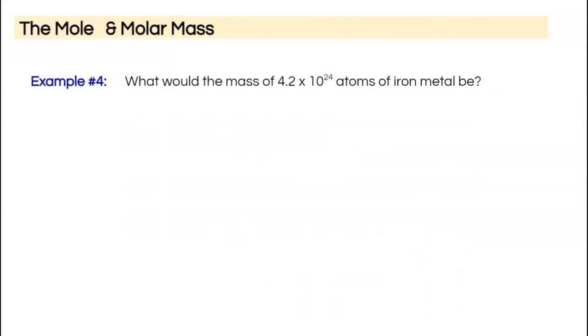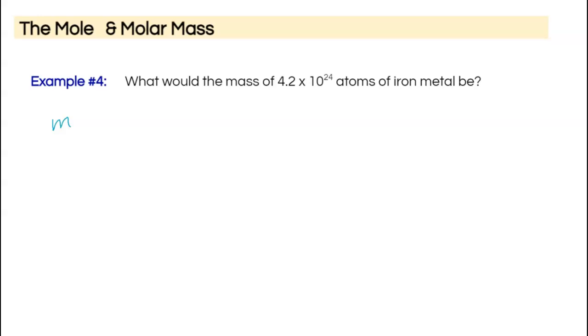Okay, so now we're going to up this a notch, and we're going to look at a slightly different question. In this question, it reads, what would be the mass of 4.2 times 10 to the power of 24 atoms of iron? What makes this question harder is that I don't know a direct relationship between atoms and grams. So let me start by writing out what I am given, and then we'll develop a strategy.